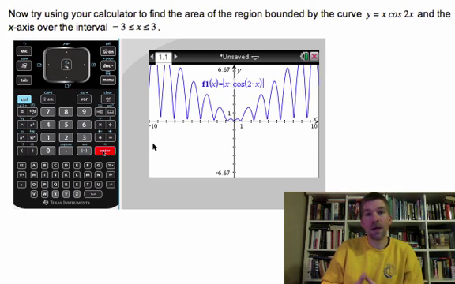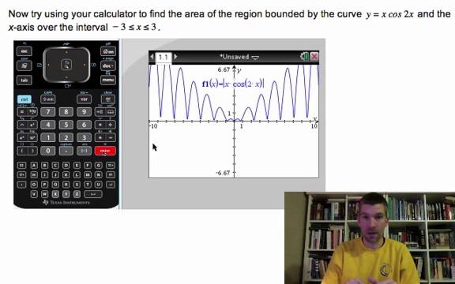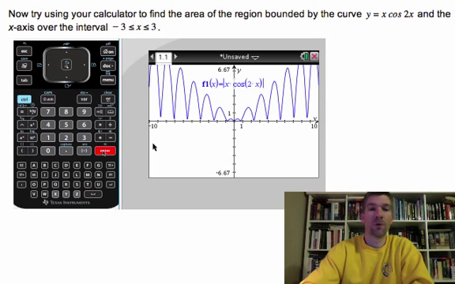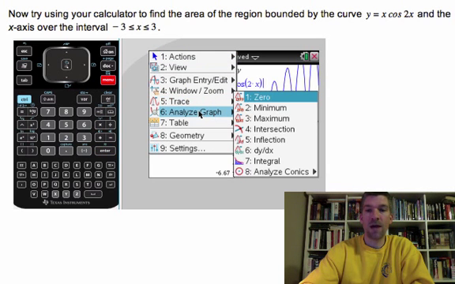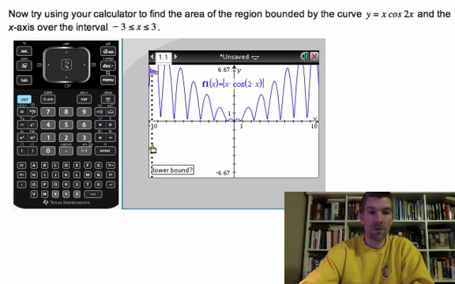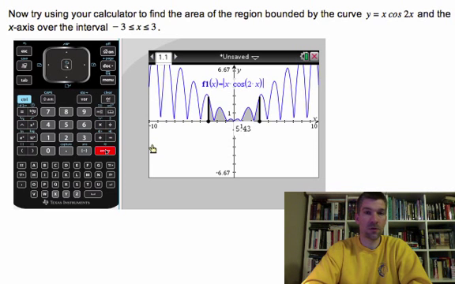This now gives me the opportunity to evaluate this integral for total area, which is different than evaluating the integral. So what are we going to do? We're going to go to our menu key. We're going to choose to analyze the graph. We're going to choose the integral, and then we're going to tell it, hey, we want to start at -3 and go to +3. And you need to make sure that everything is listed on your x-axis.